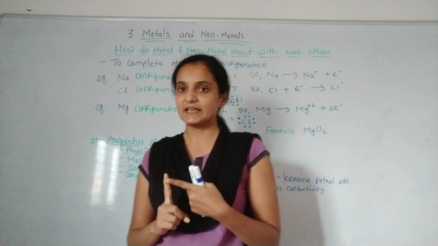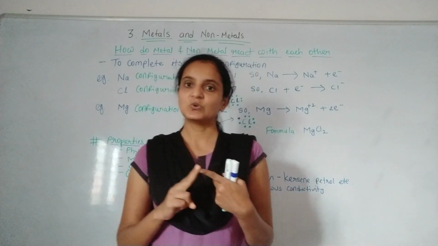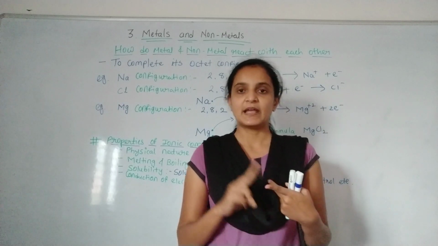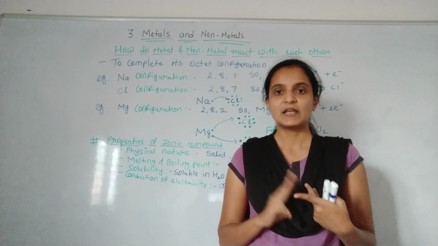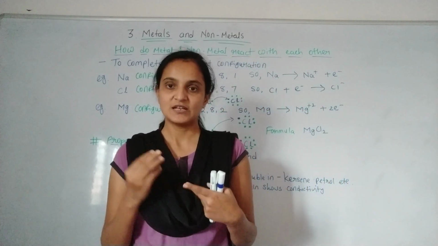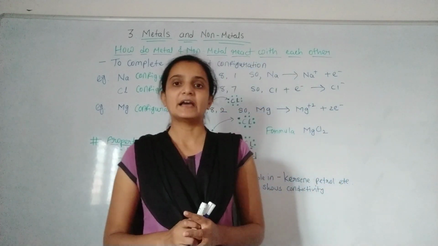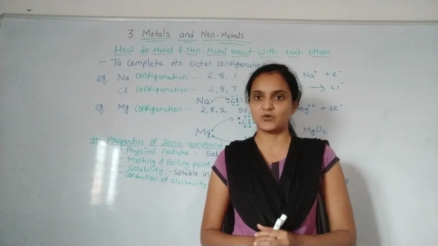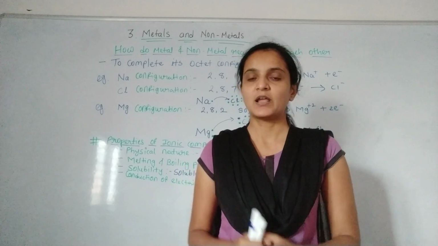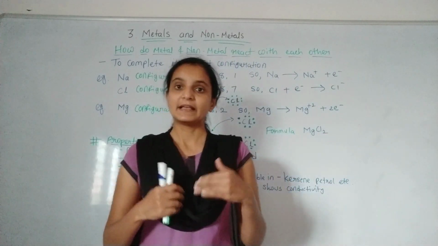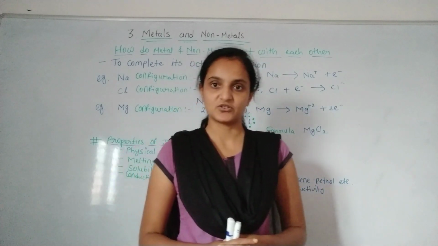If 1 electron is there in the outermost orbital, it will donate 1 electron and gain a positive 1 charge. With 2 electrons, 2 will be donated and it will have a plus 2 charge. And if 3 electrons are there, then 3 electrons will be donated and it will have a plus 3 charge. In exactly the same way, if any element has either 5, 6 or 7 electrons in its outermost orbital, then it will gain electrons. And when an element gains electrons, it has a negative charge, right?